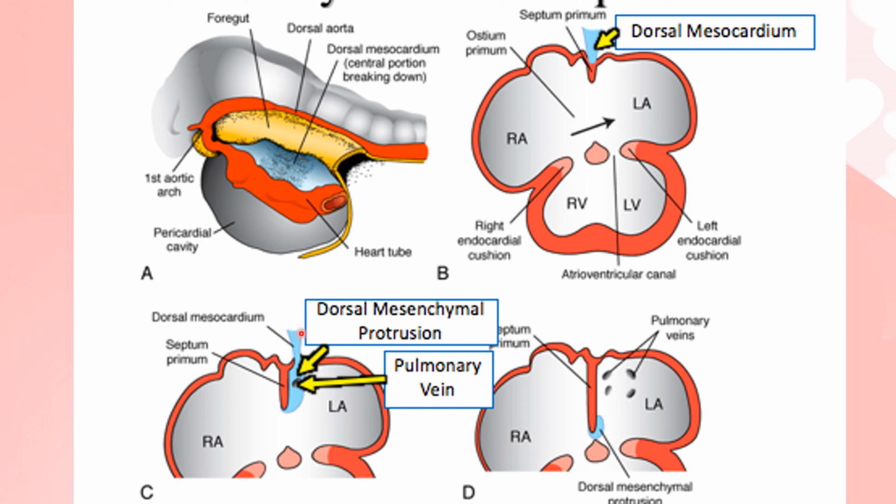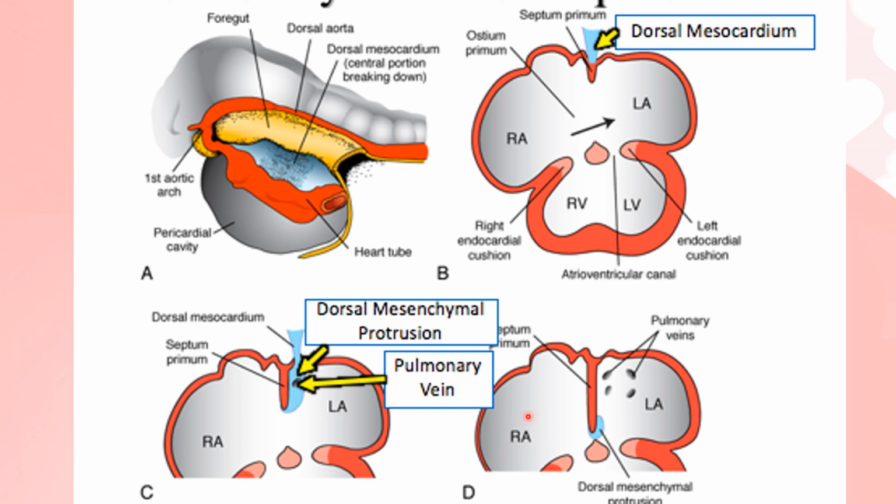This area is the dorsal mesocardium, from which the heart is suspended posteriorly in the pericardial cavity. Mesenchymal cells present in the dorsal mesocardium also populate this area and form the dorsal mesenchymal protrusion, and in this area the pulmonary veins develop. As the dorsal mesenchymal protrusion grows and is incorporated into the left atrium, the pulmonary vein is also incorporated up to the point of branching.